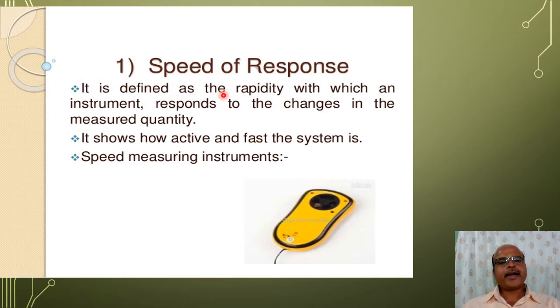It is defined as the rapidity with which an instrument responds to the changes in the measured quantity. Rapidity with which an instrument responds to the changes in the measured quantity is called speed of response. It shows how active and fast the system is. Speed measuring instrument. So this is called speed of response.